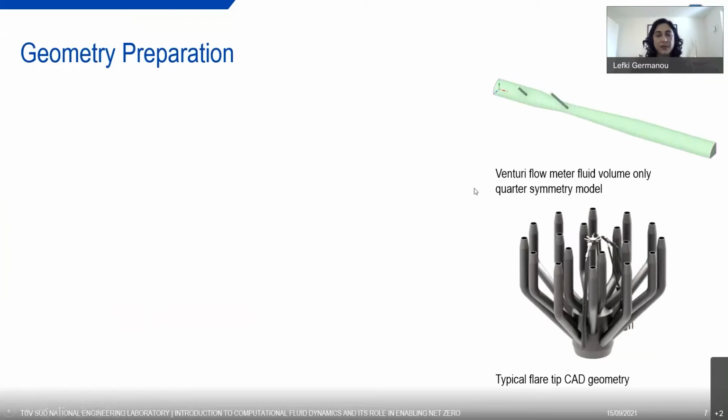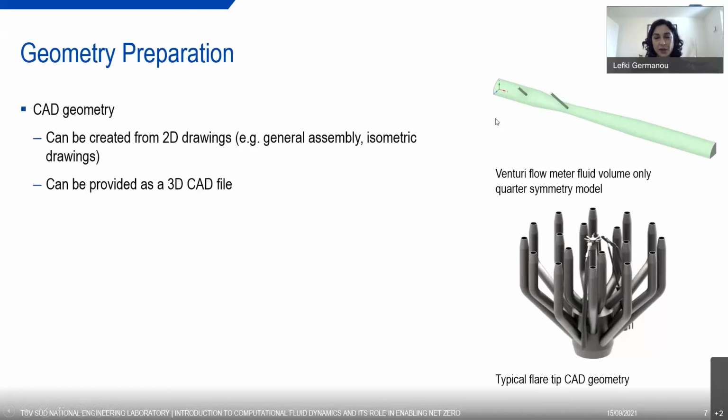The first step is the geometry preparation. We need to have a CAD of our geometry, and we can either create it using available 2D drawings, for example, general assembly or isometric drawings, or the 3D CAD file is provided to us. On the right-hand side, you can see two examples. The first one is the extracted fluid volume of a Venturi flow meter, and the quarter symmetry model is shown. At the bottom, we have the complicated geometry, which is a flare tip, and you can see the CAD here.